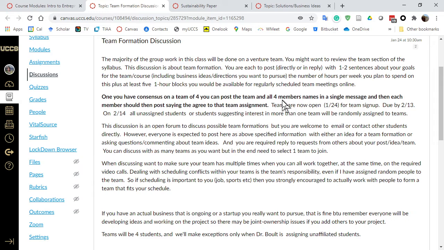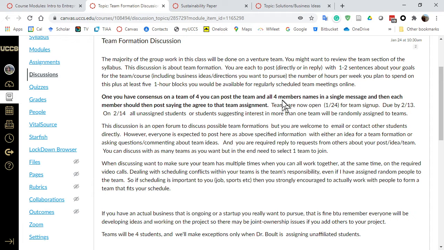So first, you have to post directly or in reply with 1 to 2 sentences about your goal for the team course, including business ideas, directions you want to pursue. Some of the previous assignments you had to post first. This one I'm not going to make you post first just because you might just want to look through and see what everyone else is doing.